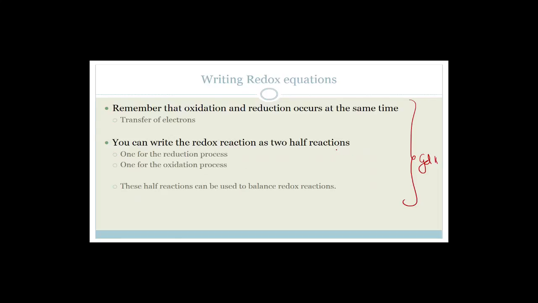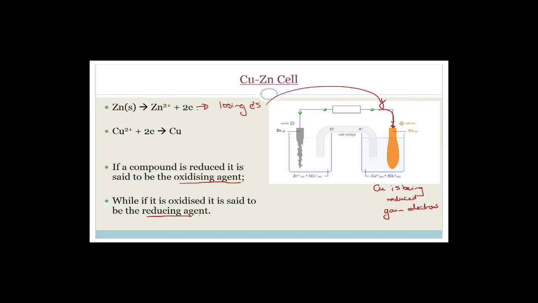So you didn't really need to know about the galvanic cell in order to understand this, but it's nice always to be able to see what you're talking about. So we can write the redox reaction as two half reactions like we did here. We've got zinc that is giving away its electrons, and we've got copper 2 plus ions that are taking those two electrons to form copper.